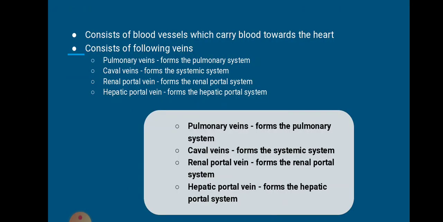And it consists of the following veins: pulmonary veins, caval veins, renal portal vein and hepatic portal vein. Pulmonary vein forms the pulmonary system, caval veins form the systemic system, renal portal vein forms the renal portal system and hepatic portal vein forms the hepatic portal system.